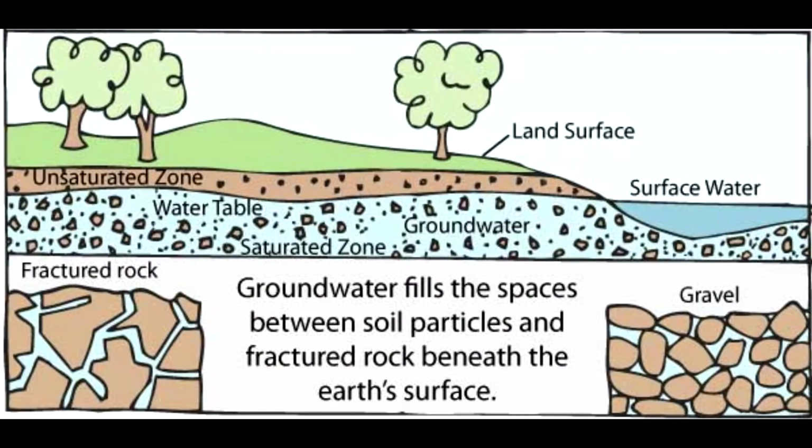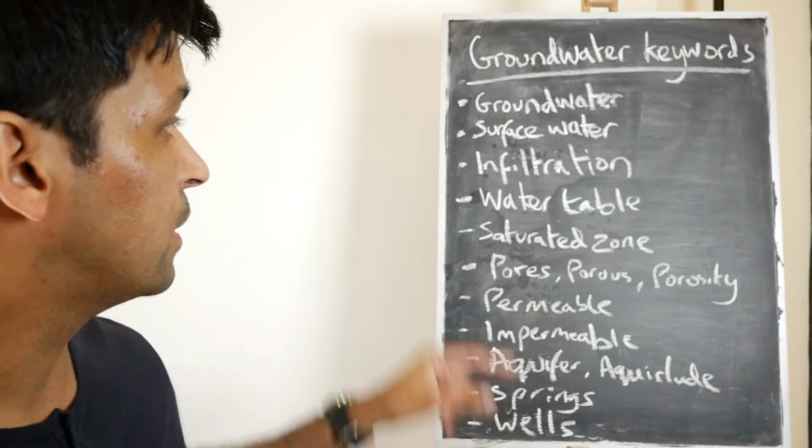The next word is surface water. So this is water that's on top of the surface of the ground, and we can see them as rivers, lakes, streams, ponds, that kind of thing. So this is surface water.